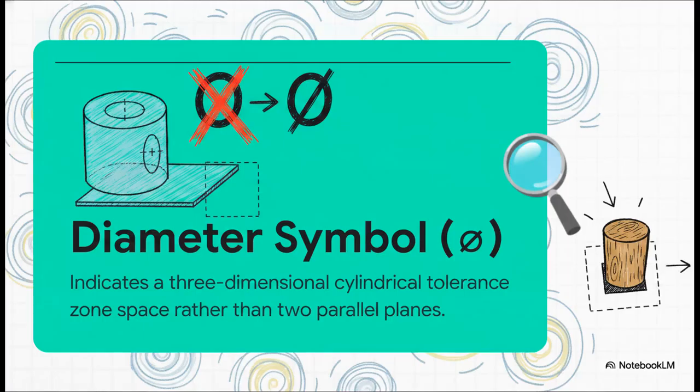And that brings us to a massive trap. The diameter symbol, that little circle with a slash through it. Missing this is a huge mistake that causes real headaches on the shop floor. If that symbol is sitting right before your tolerance number, your tolerance zone is a three-dimensional cylindrical space. But if it's missing, you're stuck with two parallel planes. It's literally like trying to fit a round peg into a square hole if you get this wrong.